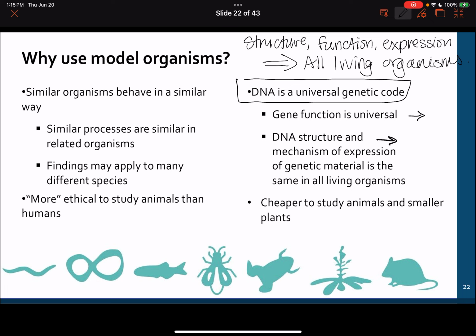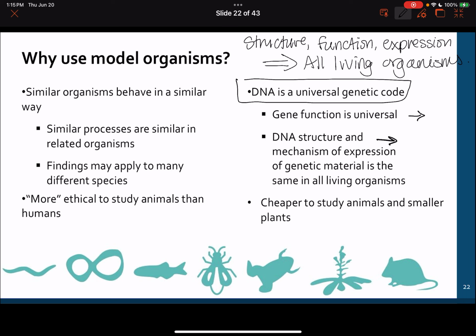That's why we can use a mouse to study humans. That's why we can look at mouse genes and determine what they probably do in humans. It's also cheaper to study animals and plants, especially smaller plants and animals. So from a practical sense, model organisms save us a lot of time and energy.